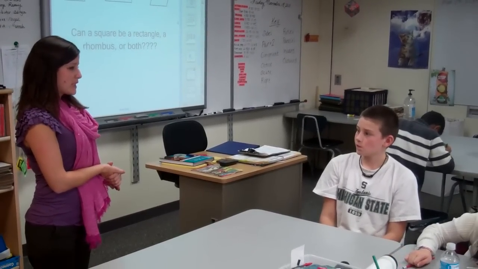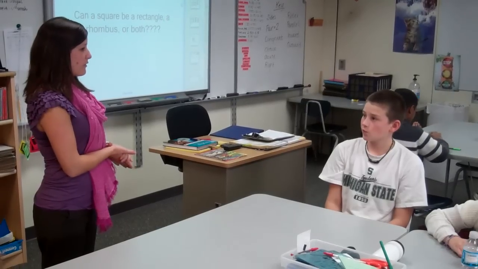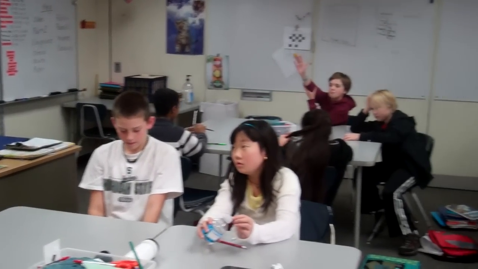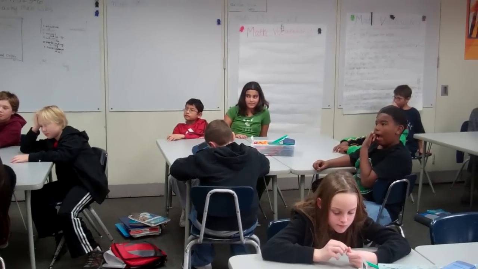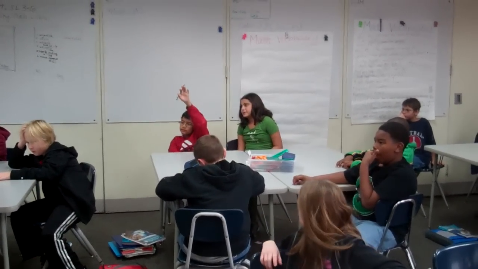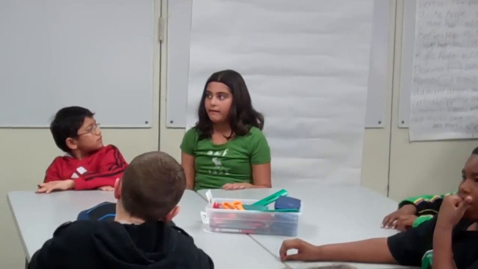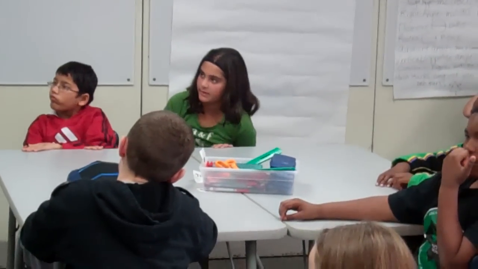What else are we missing that we haven't really talked about in relation to properties? Layla? The angles. Okay, so what about the angles? Well, for the square, there's a bunch of right angles in a square, and some of them in a rectangle and a rhombus, I don't think. Are there any right angles in a rhombus? What do you think? What do you see?